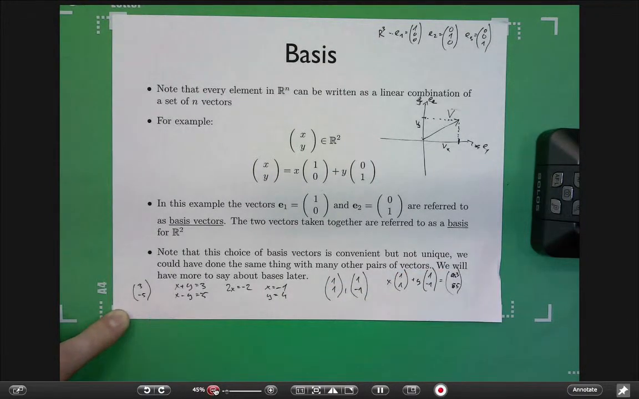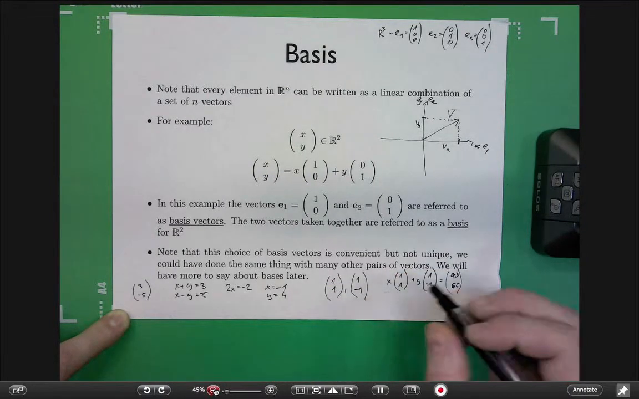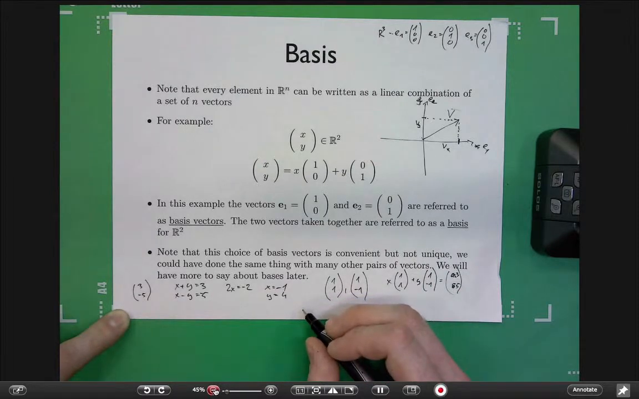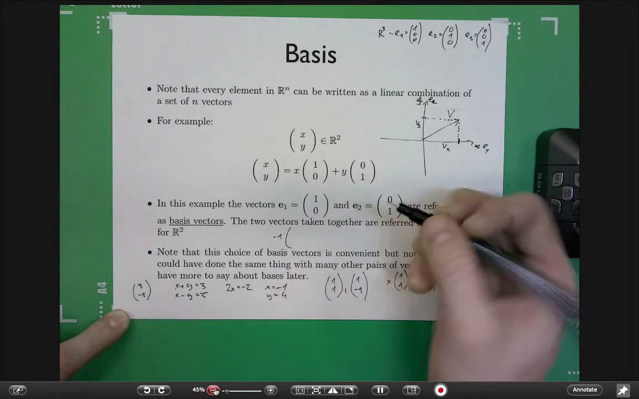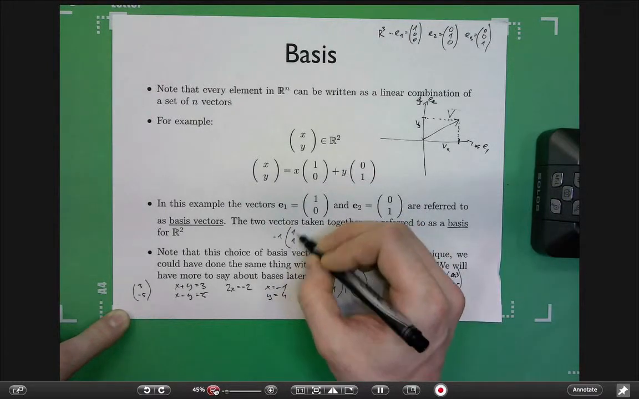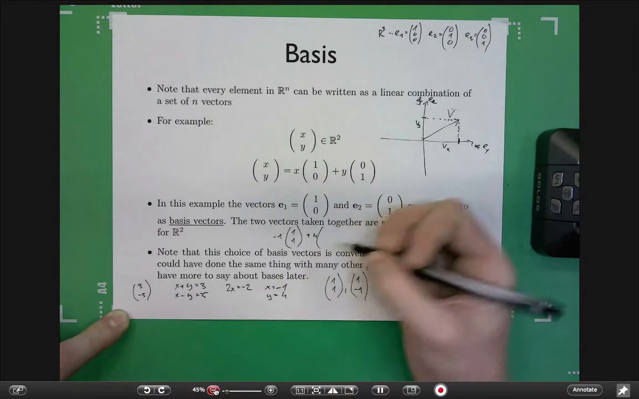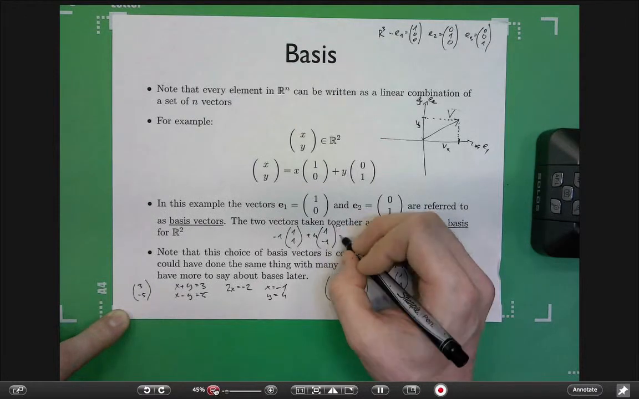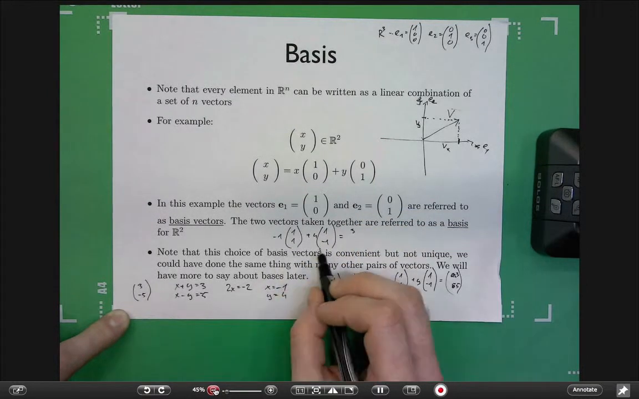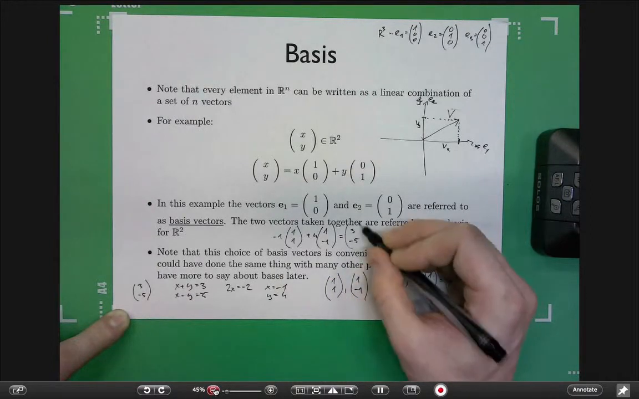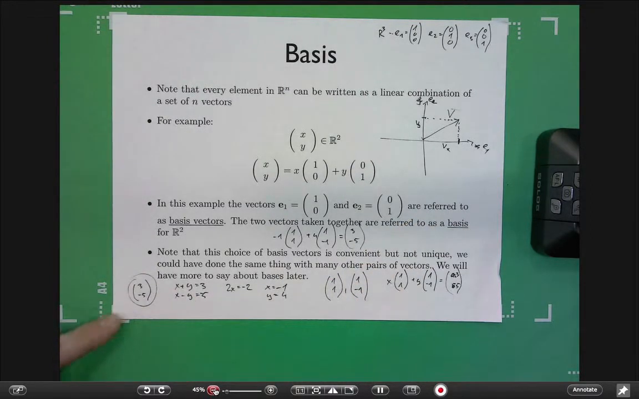So let's see if that works. If I do minus 1 times the first one, (1, 1), plus 4 times the second one, (1, -1), what do I get? I get minus 1 plus 4, that's 3, and minus 1 minus 4 is minus 5. So I really get back this. Hey, are you able to follow it on this?